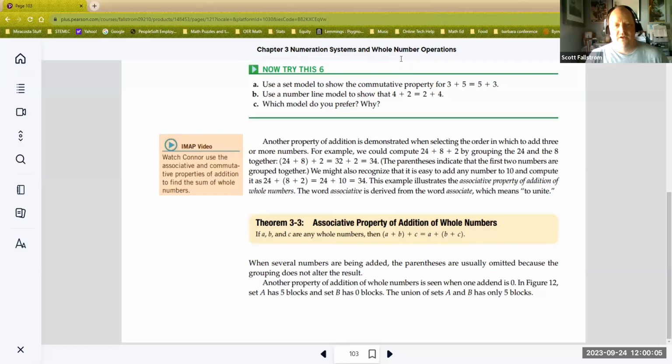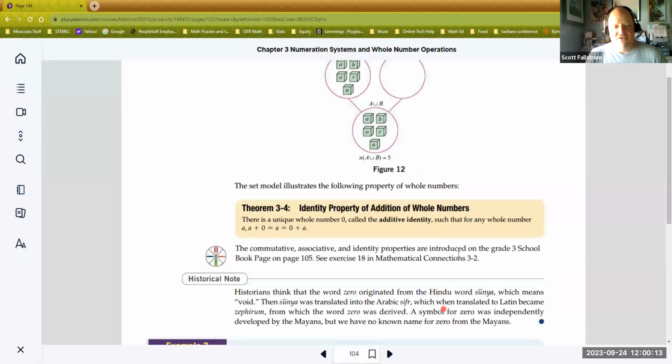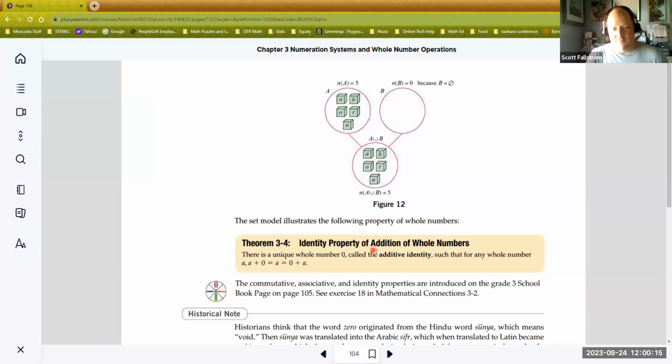Go forward. All right, let's jump down here. So we've got closure, commutative, associative, and here's the next one. This is the identity property, and it says there's a unique whole number, and we call it the additive identity, such that, which means for any whole number you pick, if I add my unique number called 0, I get back to what I started with.